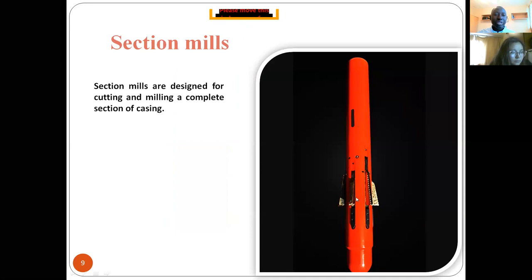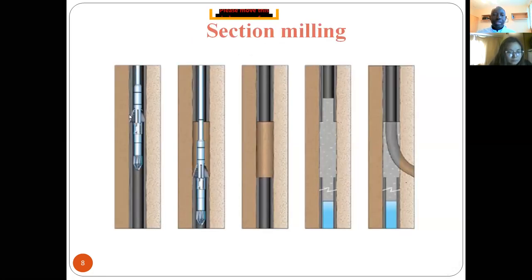These are the section mills. They are designed for cutting and milling a complete section of a casing. As we can see here, the cutters are inside while we are transporting the equipment into the well. But when we set it at the particular point, we can activate it either hydraulically or mechanically.